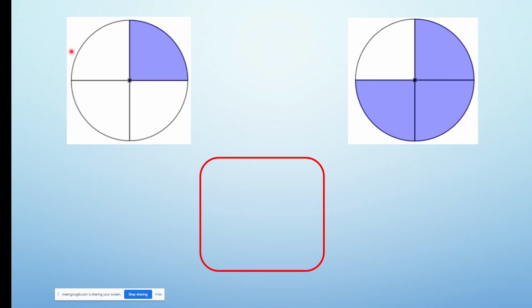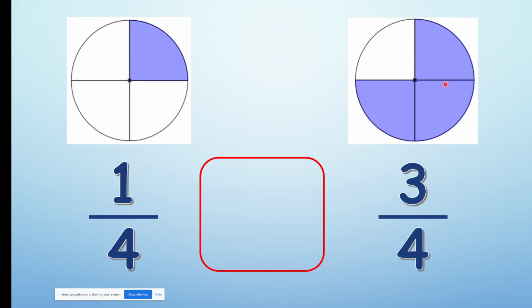with these fractions. For number 1, what do you call this fraction? This one is 1/4. 1/4, right? Next, what is this fraction? 3/4. Yes, 3 and then 4, the total. So which one do you think will be the symbol? Is it more than, less than, or equal?